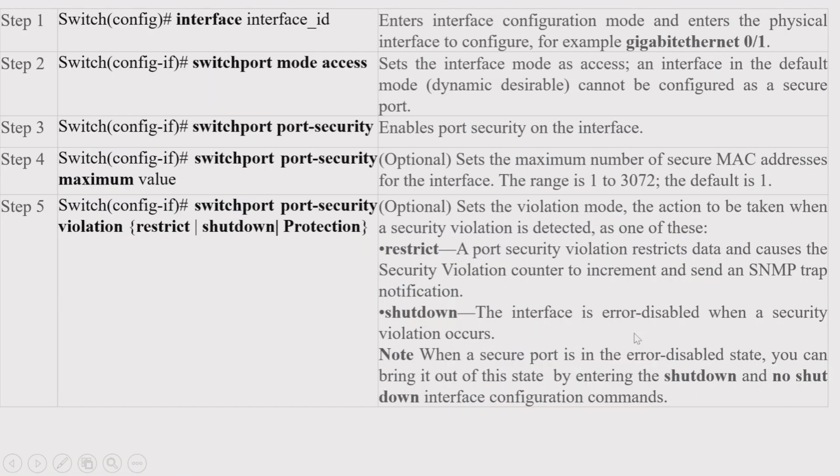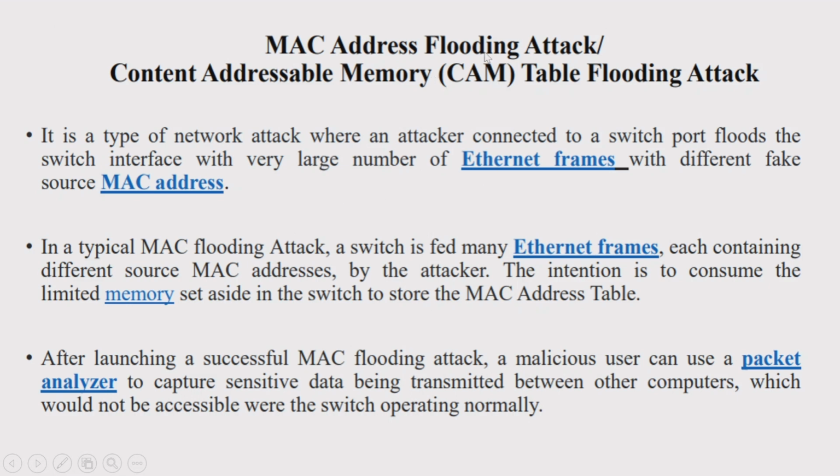The next topic is the MAC address flooding attack. MAC address flooding attack is a type of network attack where an attacker connects to a switch port and floods the switch interface with a very large number of Ethernet frames with different fake source MAC addresses. A switch is fed many Ethernet frames, each containing a different source MAC address. It means that from the same attacker machine we generate different source MAC addresses.